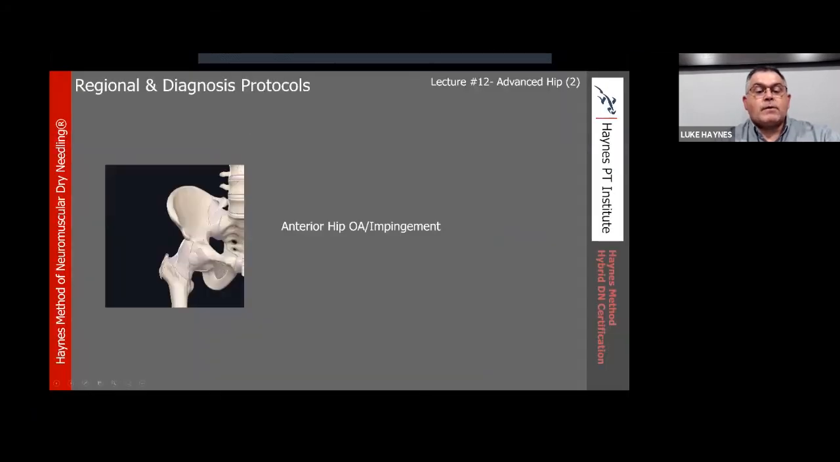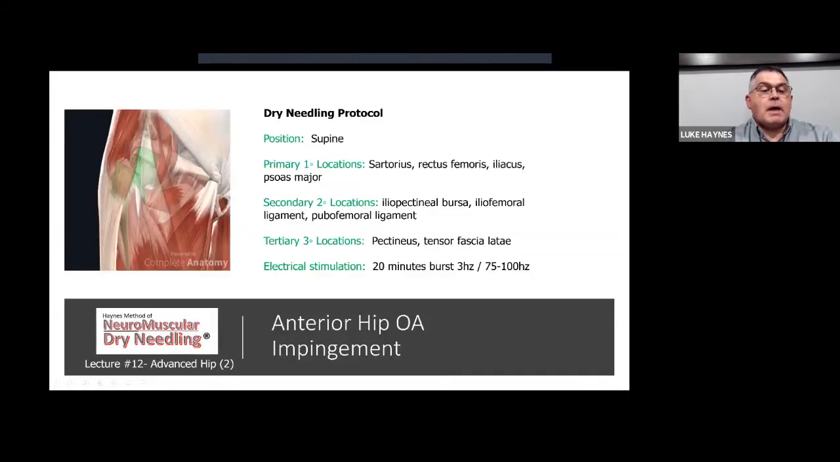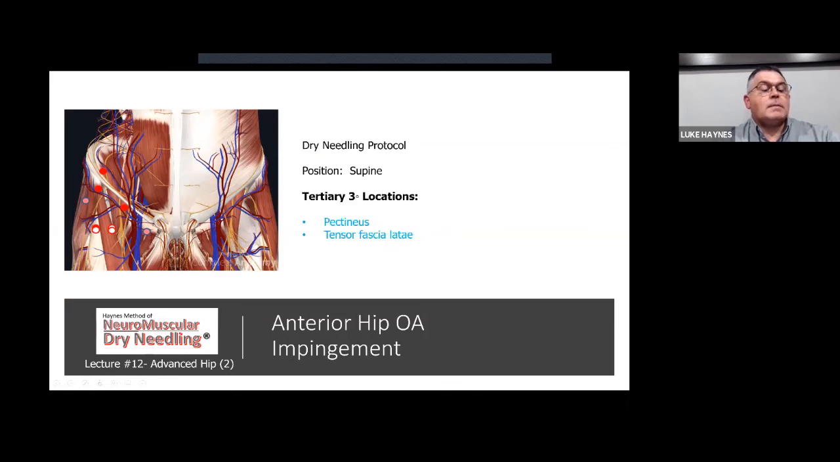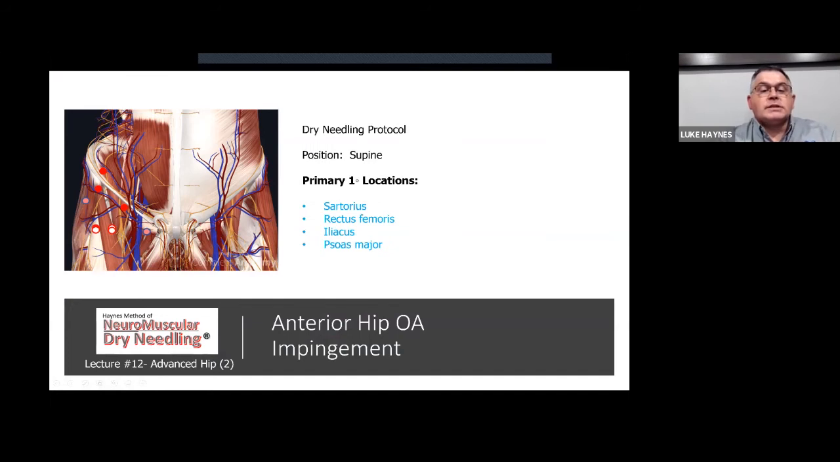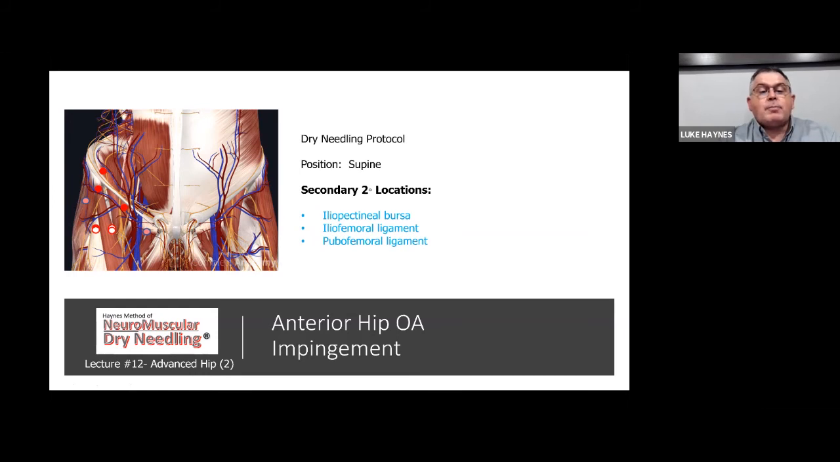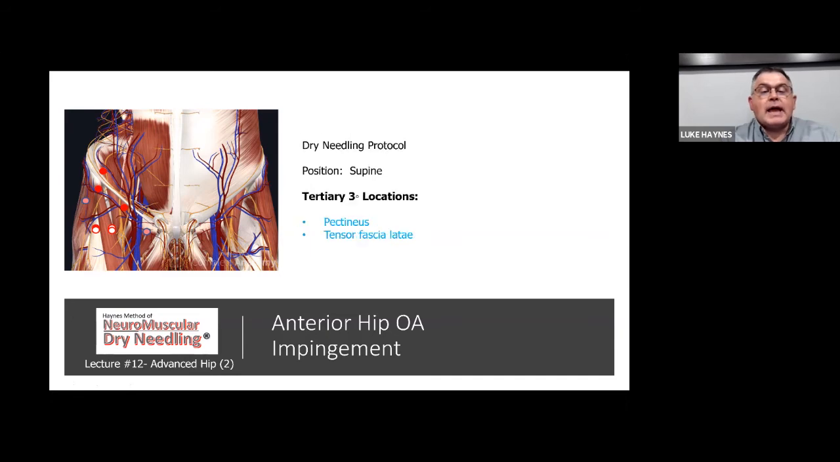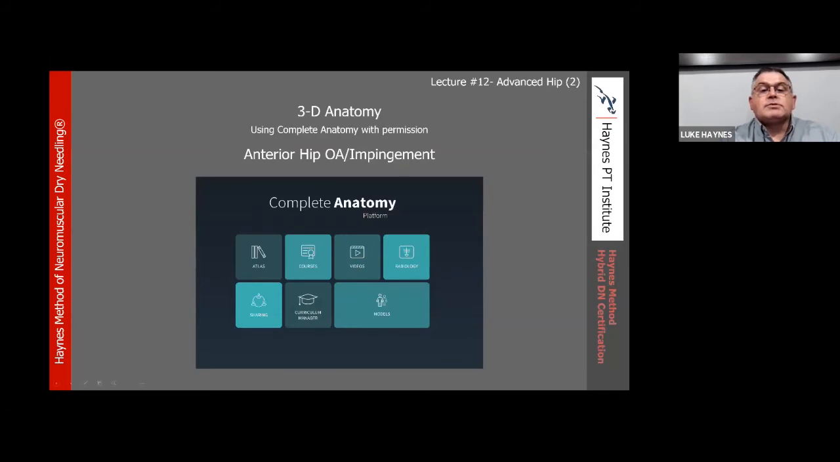All right. For anterior hip osteoarthritis or impingement, I'm leaving a lot more of the vein, artery, and nerve in line here so that you can see what we're dealing with. Primary locations are going to be sartorius, rec fem, iliacus, and psoas major. Our secondary is going to be our iliopectineal bursa, then the iliofemoral and the pubofemoral ligament, and then lastly, the pectineus and TFL. So let's just jump straight to our business here.